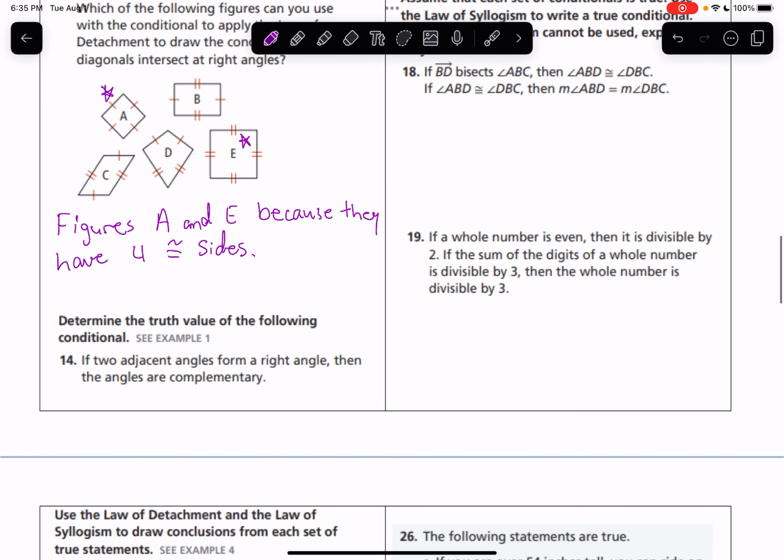Number 14, determine the truth value of the following conditional. If 2 adjacent angles form a right angle, then the 2 angles are complementary. Well, let's think about that. If 2 adjacent angles form a right angle, then they're going to make a right angle like this. And then there's going to be 2 of them. So it's going to be a ray in the middle like that. And if they form a right angle, then we see that these 2 angles together form a right angle, which is the definition of complementary. So that is a true conditional.